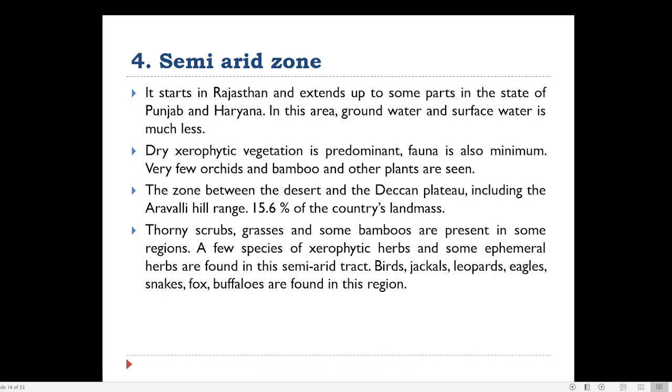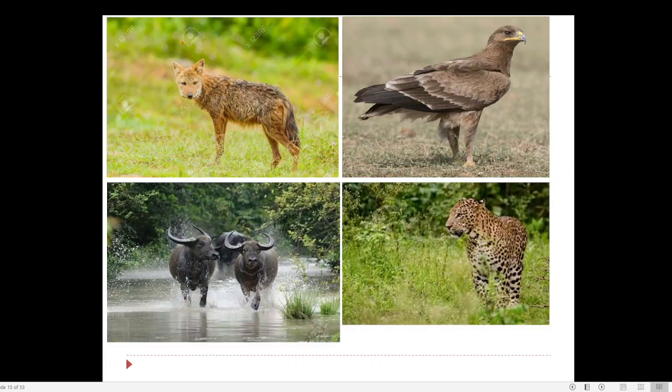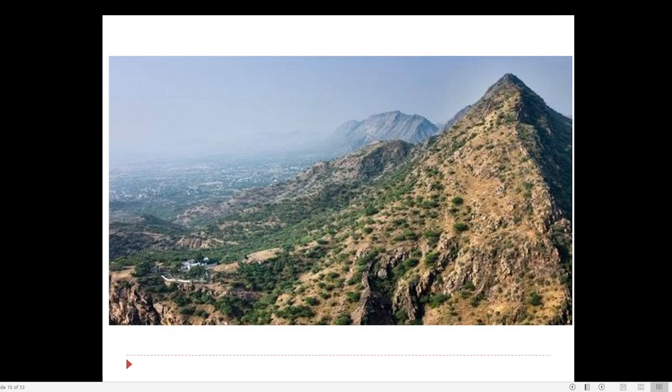Then xerophytic vegetation. Xerophytic means a dry type of plant, which is also present here. Orchids are present, bamboos are present. Then here you can see that nearly 15% of the total land area of the country is in the semi-arid zone. Then vegetation like thorny scrubs, grasses, and bamboos are present here. See, this is how these regions generally appear. The semi-arid zone is mainly present in the Punjab and Haryana region. See, these are the types of animals that we can find in the semi-arid zone.